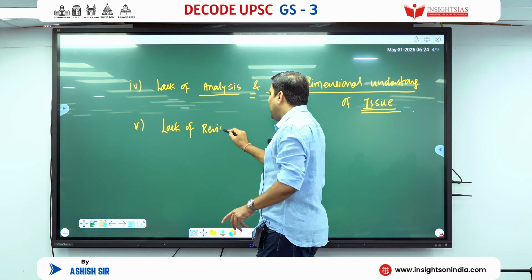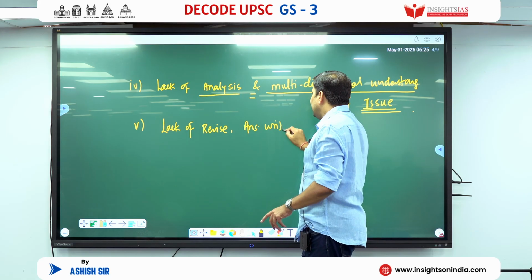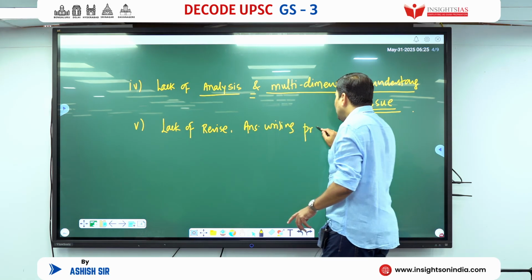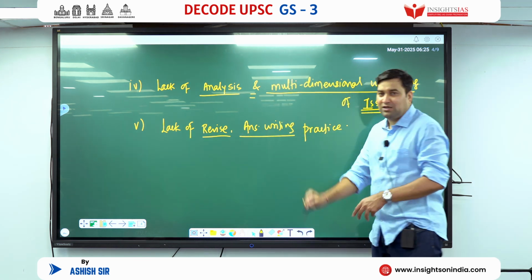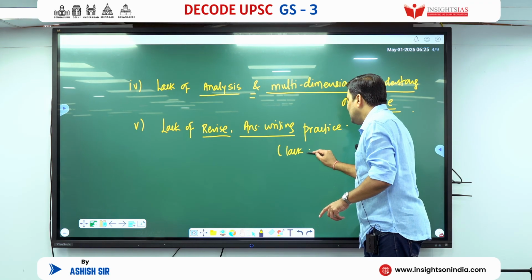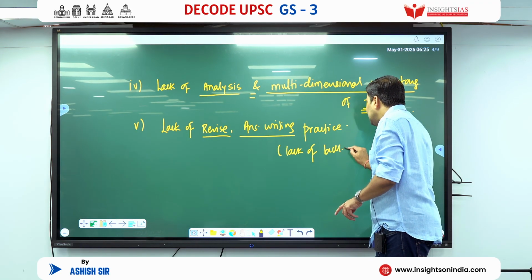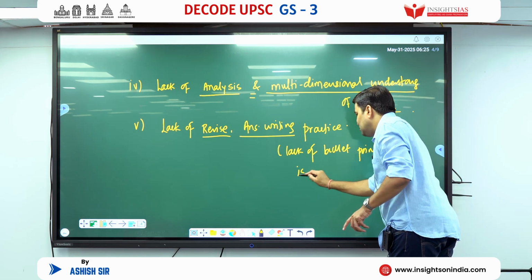In this context, fifth, after this, lack of revision and answer writing practice. Now the question is, why does this not take place? Revision, answer writing क्यों नहीं होता? Because of a very simple reason: lack of precise notes, lack of bullet points and issue-wise notes.